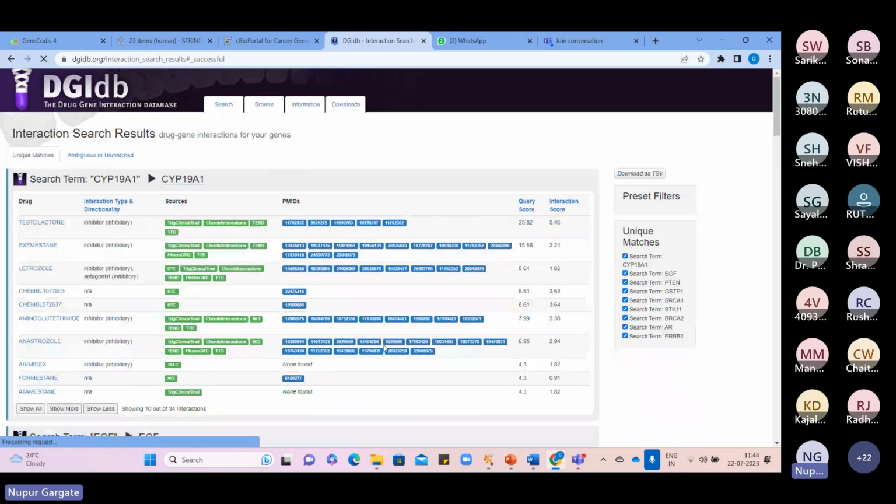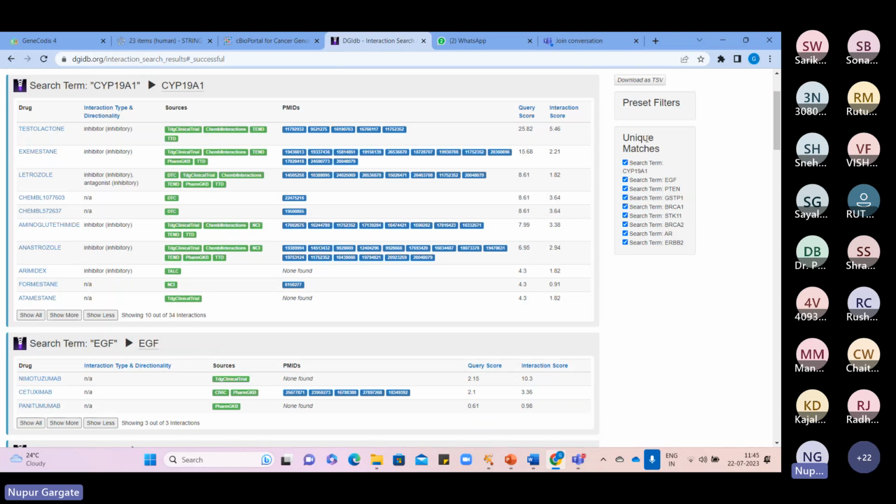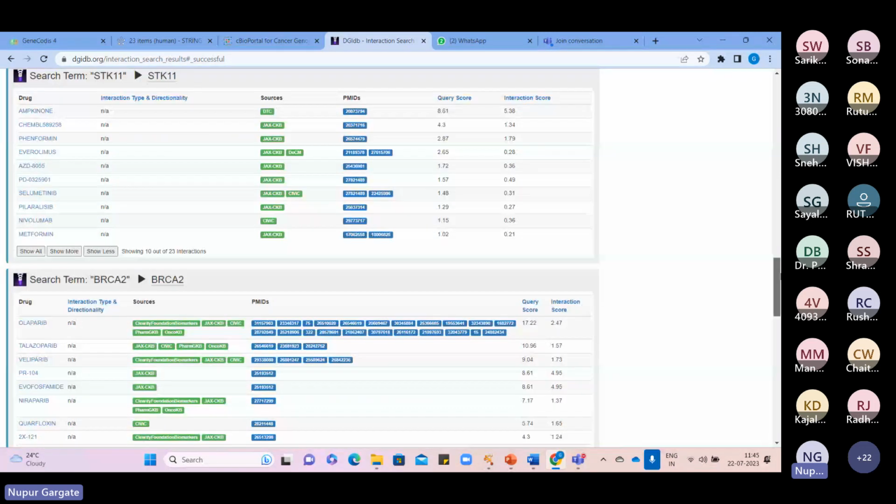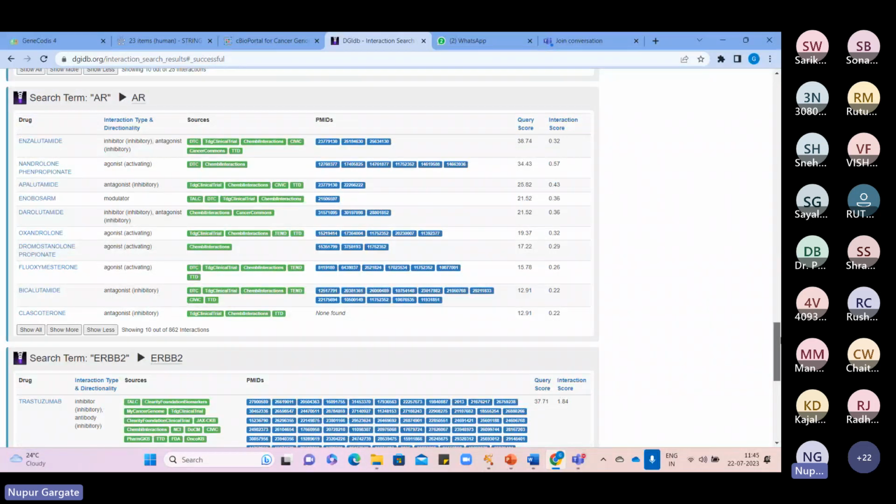So here, as I said, for each gene there are several drugs which we obtained, but I had represented only those drugs which had the highest interaction score. And this is what it looks like. So for example, CYP19A1, for this gene, these are the standard marketed drugs which are available, which target that particular gene. Similarly for EGF, for PTN, and for all these 9 genes, we can see here that there are several drugs which are present.